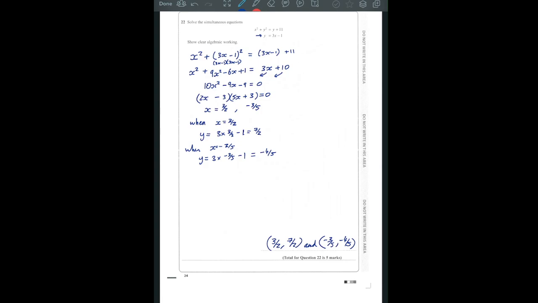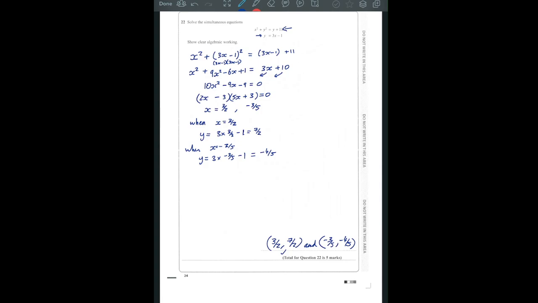The really nice thing about simultaneous equations is they've got a really easy check. If I sub those pairs into that first one, they should be correct. So if I do 3 over 2 squared plus 7 over 2 squared, that gives me an answer of 14.5, which is the same as 7 over 2, 3.5, plus 11. So at least that first pair works.